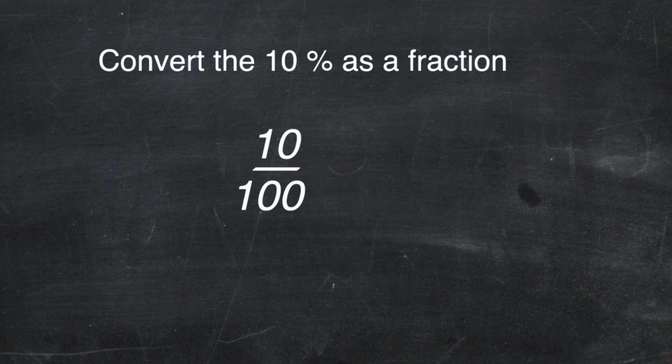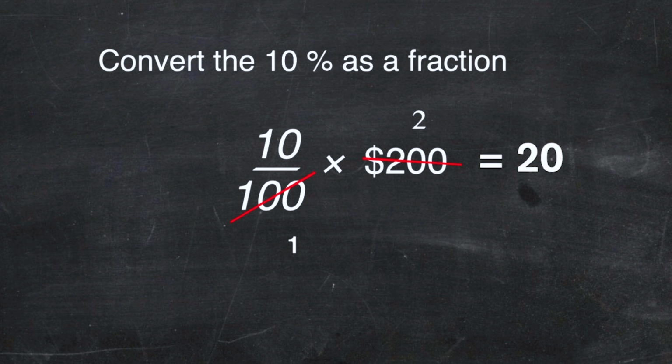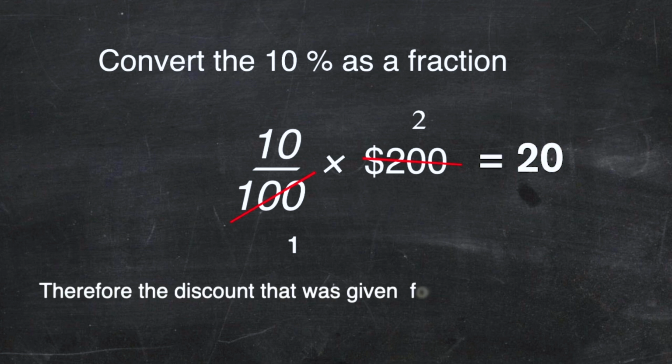First, we convert the 10% as a fraction, which is 10 hundredths. Secondly, we multiply that 10 hundredths by $200. Therefore, we simplify. 100 into 200 gives us 2, and 10 multiplied by 2 gives us 20. And the discount that was given for the flute would be $20. Fantastic. Now on to question 4.